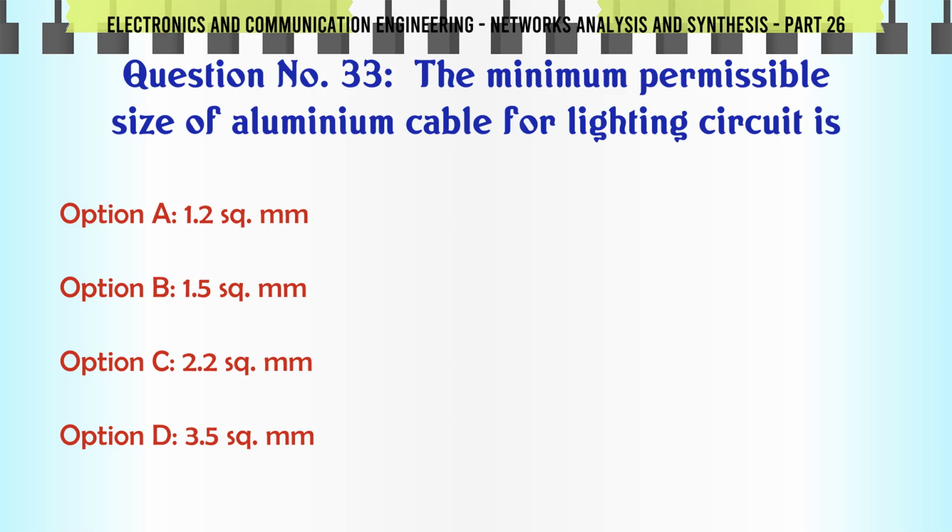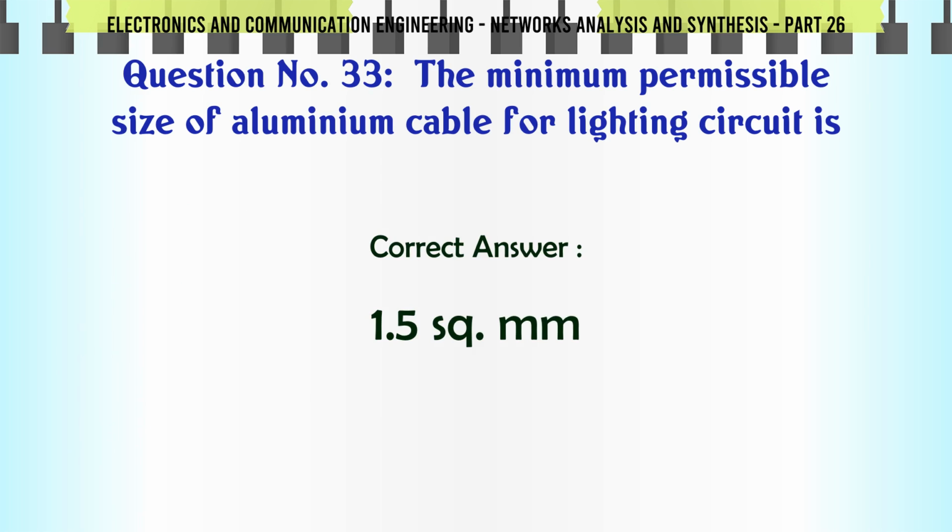The minimum permissible size of aluminium cable for lighting circuit is A. 1.2 sq mm, B. 1.5 sq mm, C. 2.2 sq mm, D. 3.5 sq mm. The correct answer is 1.5 sq mm.